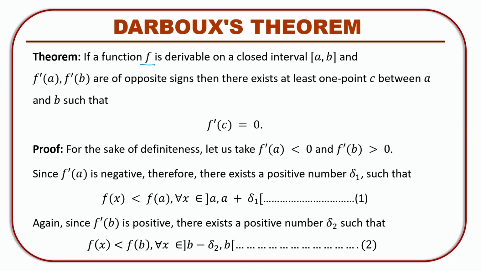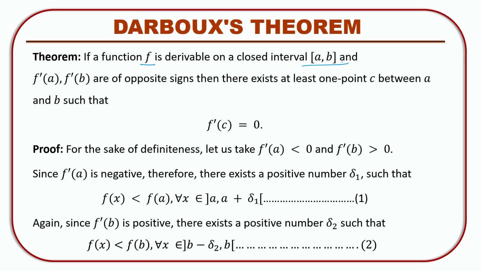It says that let f be a derivable function on a closed interval [a, b], and at the end points f'(a) and f'(b) are of opposite signs, then there exists at least one point c between a and b such that f'(c) is equal to 0. Sometimes some authors may use, instead of 0, some number r or some finite number, right?